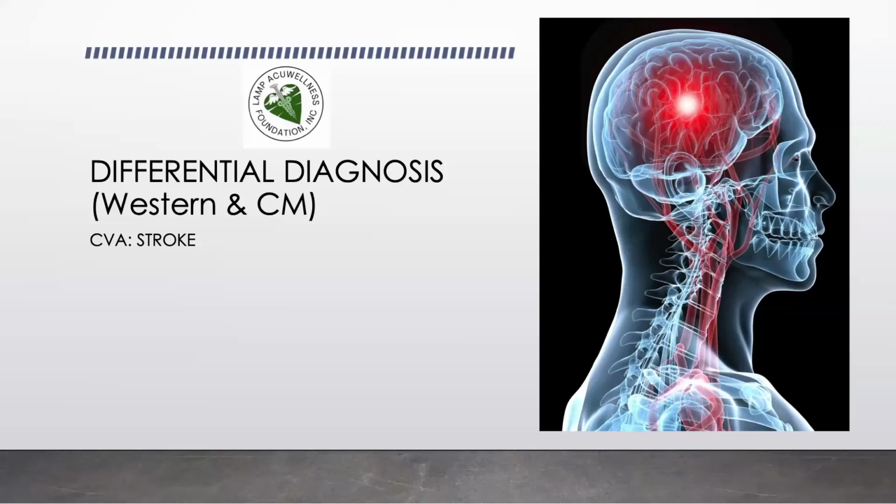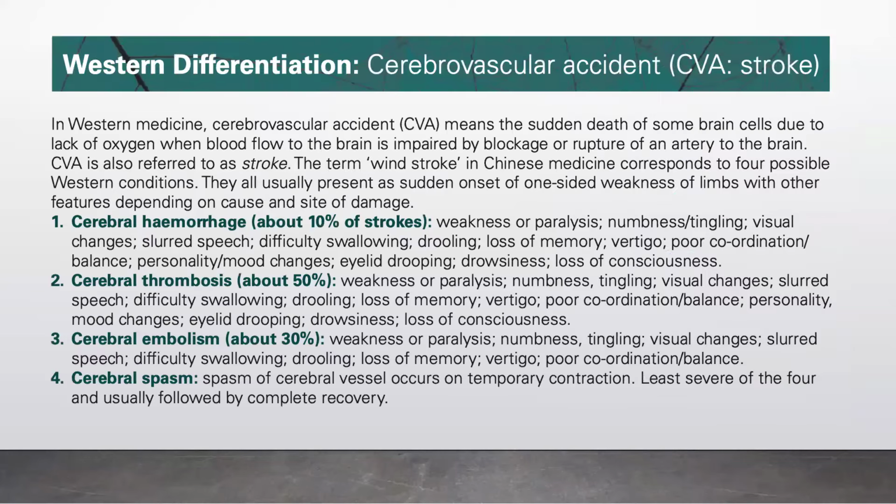We proceed to differential diagnosis, both for Western medicine and Chinese medicine, for cerebrovascular accident, stroke. For the Western differentiation, CVA means the sudden death of some brain cells due to lack of oxygen when blood flow to the brain is impaired by blockage or rupture of an artery to the brain. CVA is also referred to as stroke.